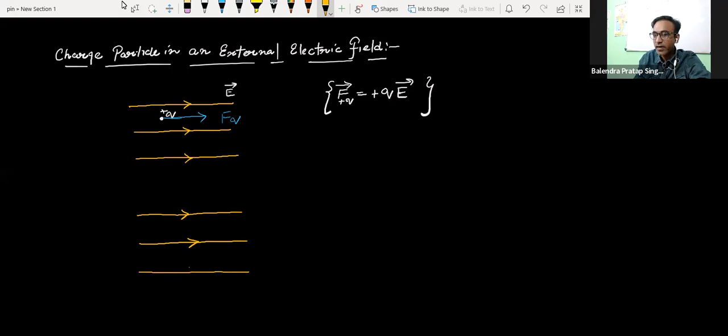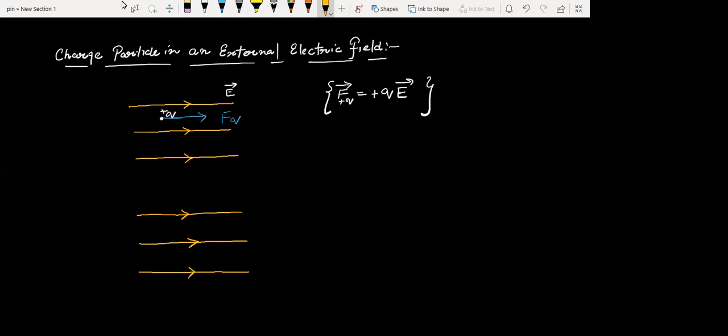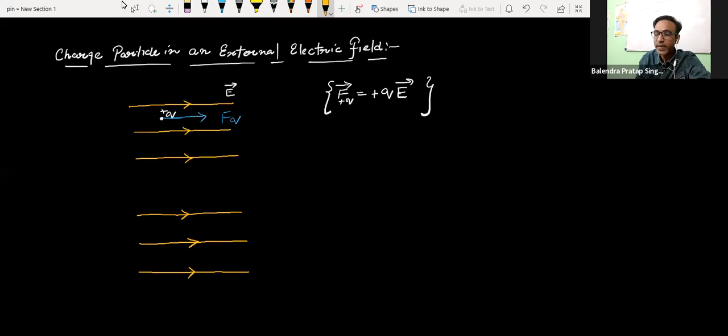What can you tell me? What kind of electric field is this, Minashi? Is it homogeneous, uniform, or non-uniform? Uniform. Yeah, it's a uniform electric field. So here we are considering only a uniform electric field.